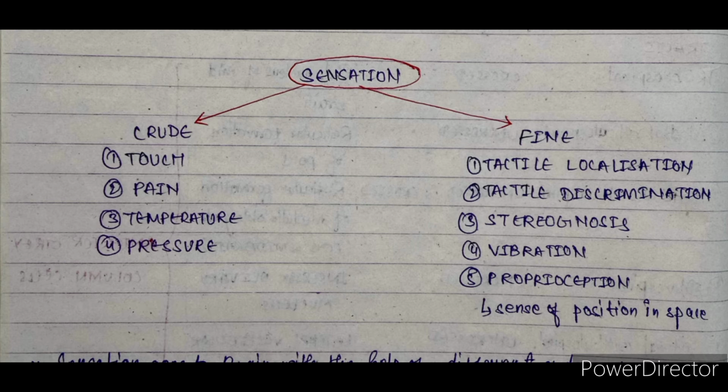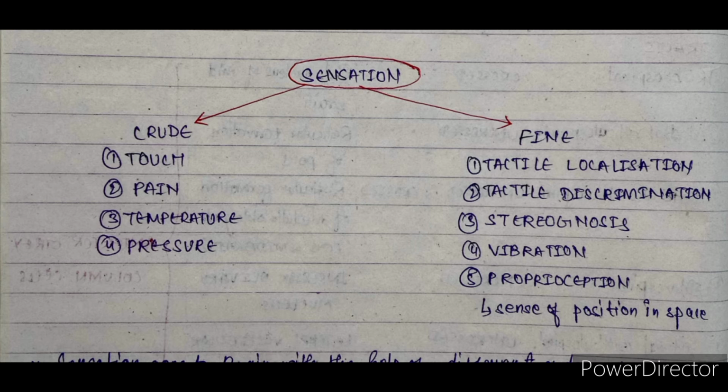First, let us talk about tactile localization. So, what is it? It is the individual's ability to accurately identify the site or location of tactile stimulation, that is touch, pressure or pain. Next one is tactile discrimination. That is, it is the ability to differentiate information through the sense of touch.